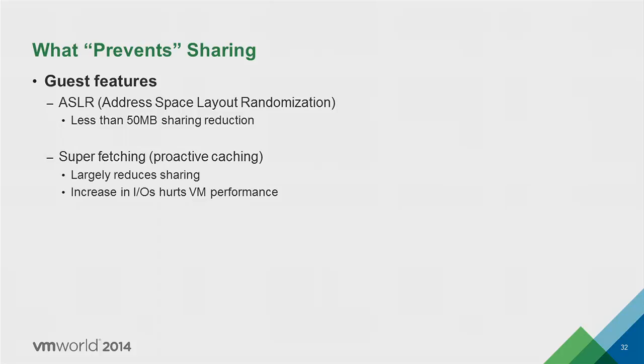Another feature is called SuperFetch. It essentially proactively caches files from disk to memory. This feature indeed largely reduces the amount of sharing, so it is a problem. SuperFetch also hurts performance when a lot of VMs run together, because it significantly increases the number of IOs if you run a lot of such VMs in the host. That's the reason in our VDI environment we suggest customers turn this feature off.